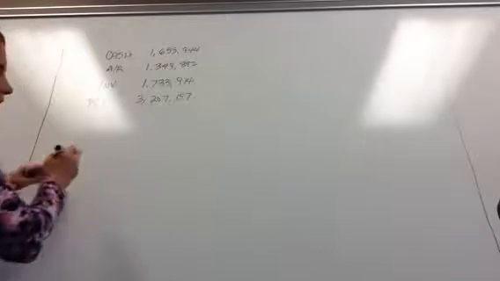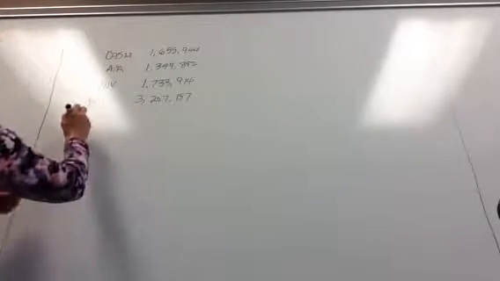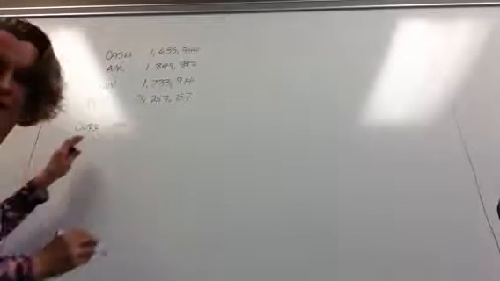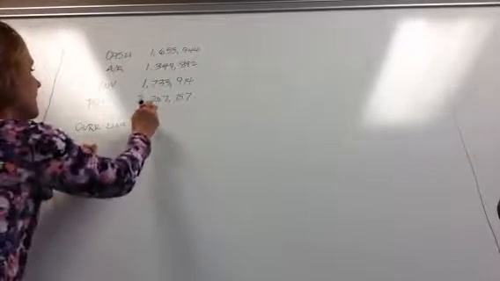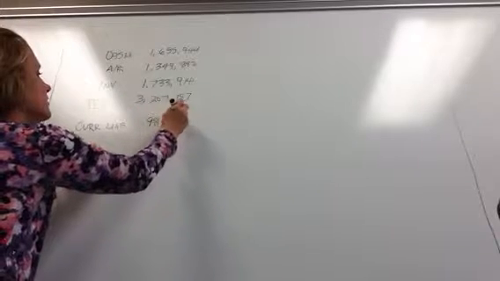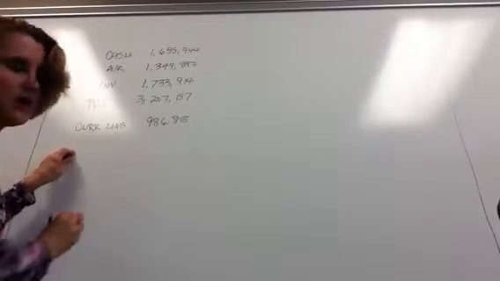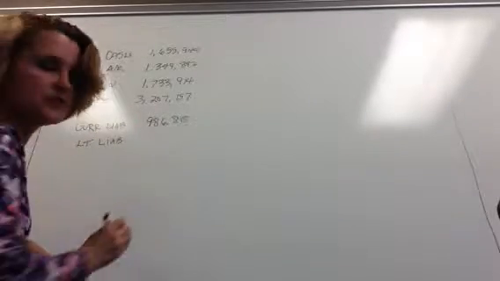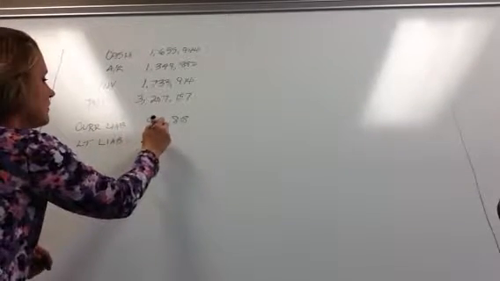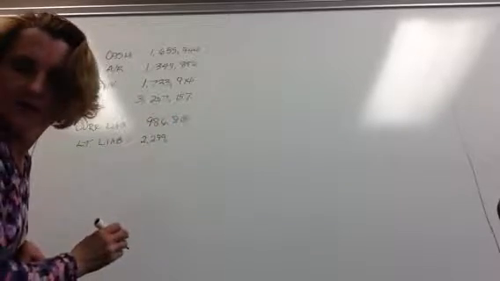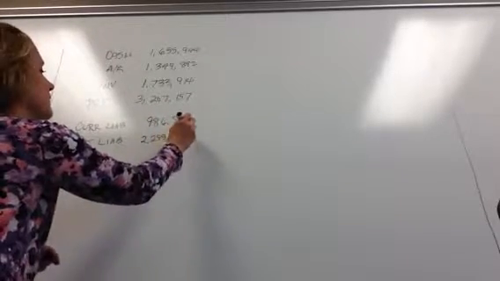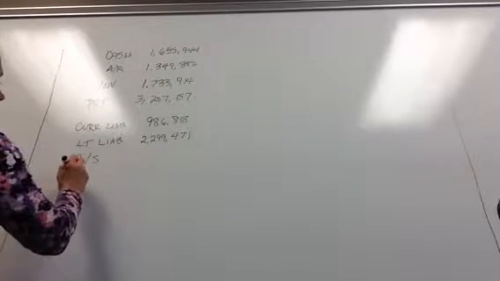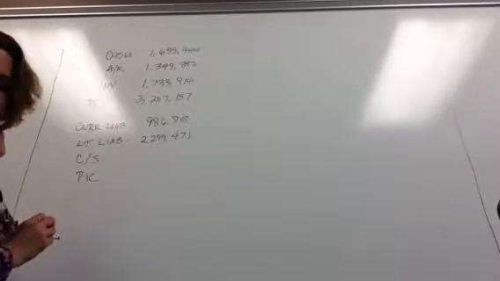Then we move down to our liabilities and our equity. So we've got current liabilities, and those are 986,818. We've got long-term liabilities, and those are 2,299,471. Then we have common stock, paid in capital, and then retained earnings.